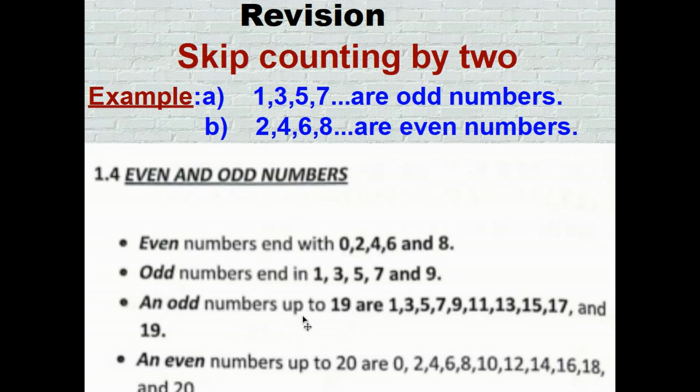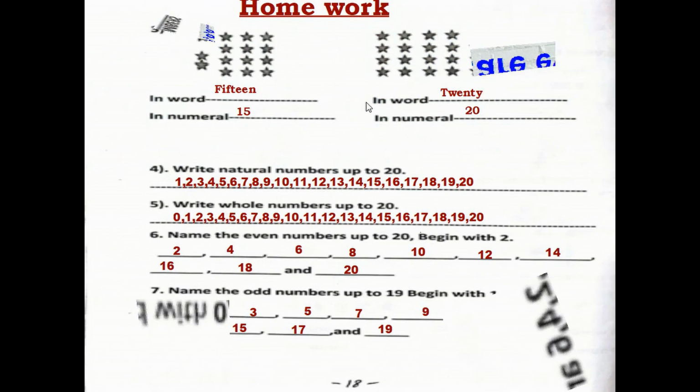In this case, all these numbers are what? Odd numbers. Odd numbers cannot be divided by 2. As you can see, 1 is not divisible by 2, 3 is not divisible, 5, 7, 9, 11, 13, 15, 17 up to 19. All these numbers cannot be divided by 2. And also they end with what? These numbers, 1, 3, 5, 7, and 9. Clear? Good. Now let's proceed to the next.